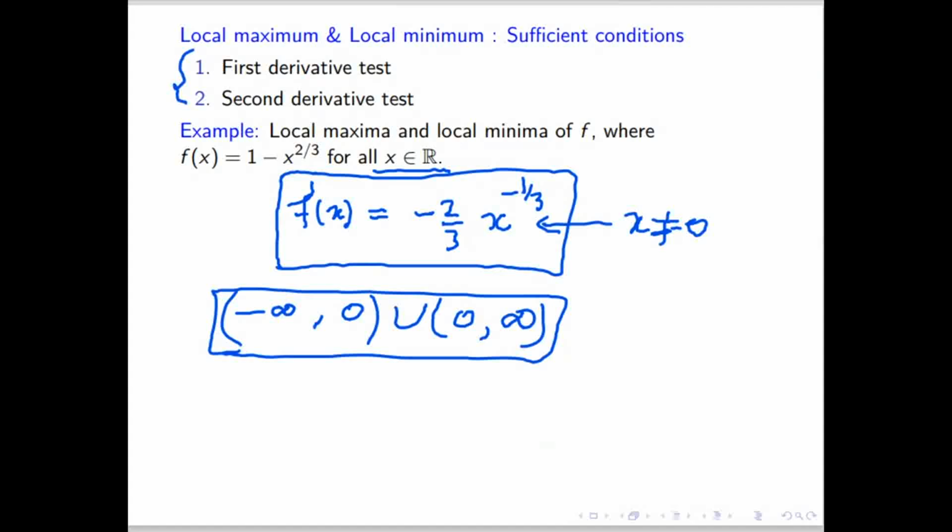Now, in the range where it is differentiable, is f dash x 0 somewhere or not? Is there any point in minus infinity to 0 or 0 to infinity where f dash x is 0 or not?